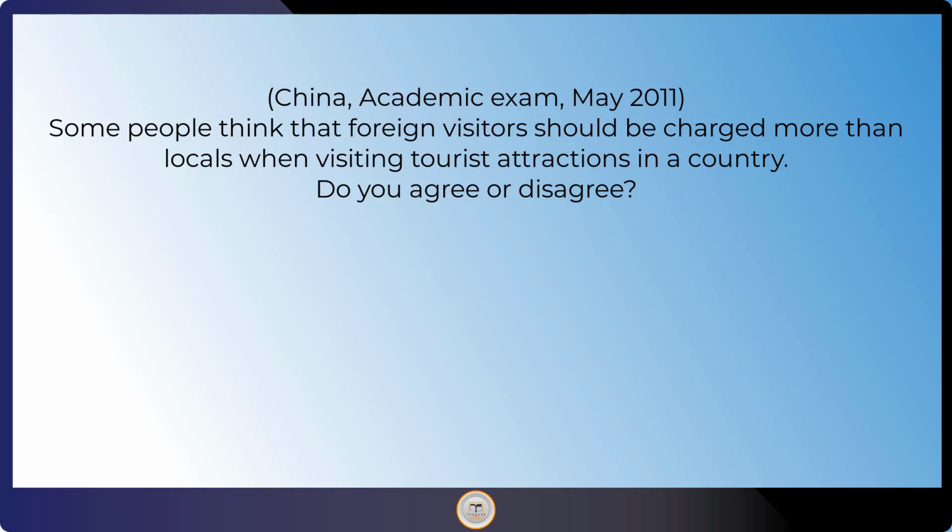Now, I recently responded to this question using an example response in my blog, and I had a few people write me emails, and they said to me, why did you respond in an argument essay style when your question says some people think?